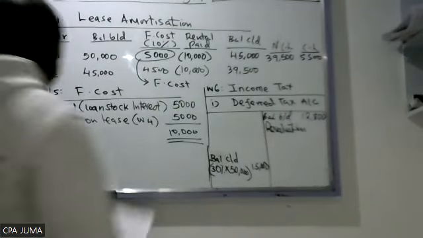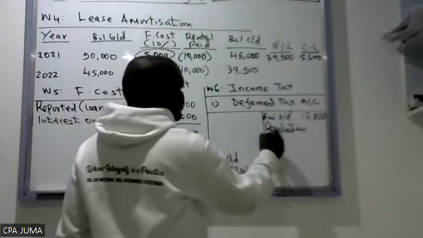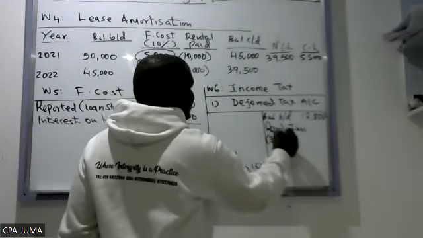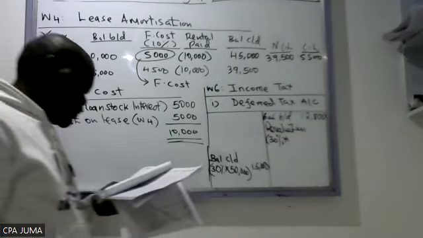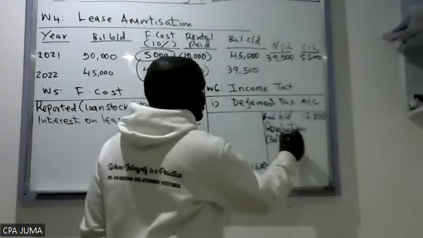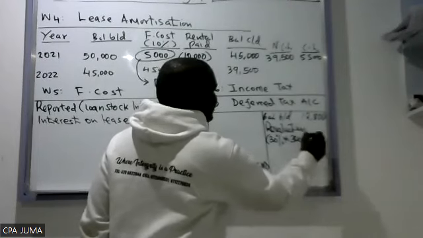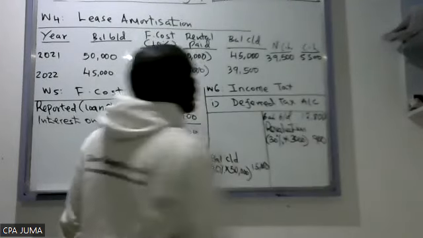So for revaluation, you will take 30% times 3,000. So 30% of 3,000 is 900.